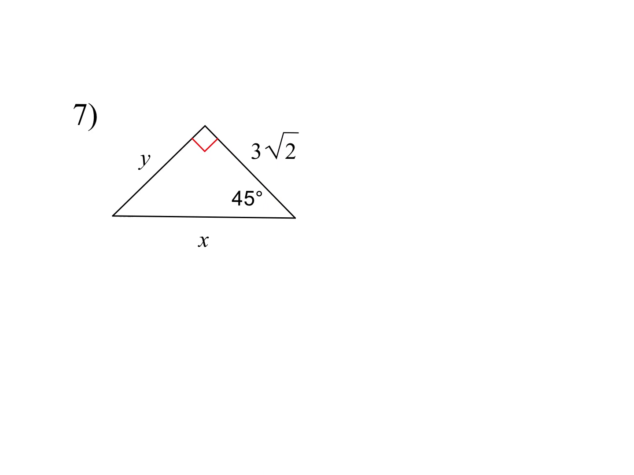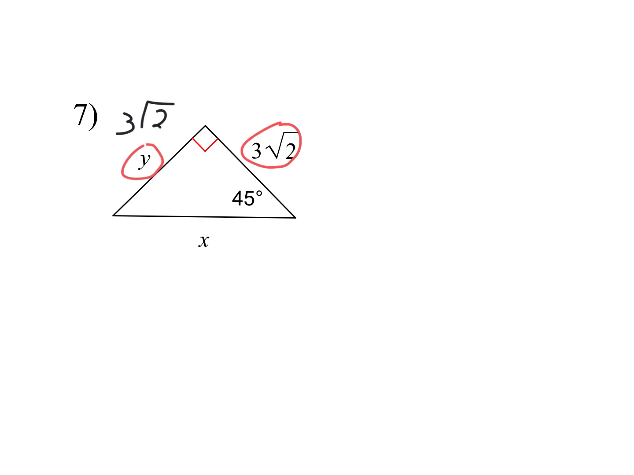What about number 7? What's the first thing we need to do? Circle your legs. Which ones? 3 square root of 2 and y. I circled them, so what do I know about them? They're the same. 3 square root of 2.